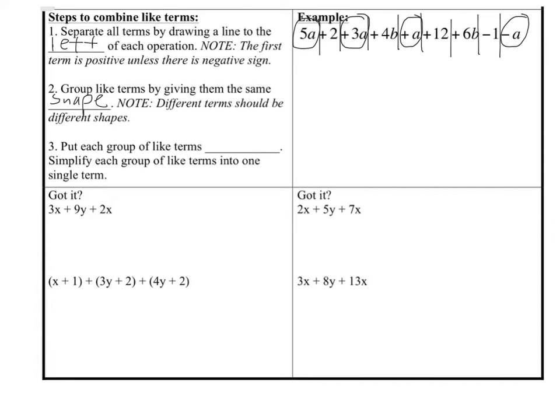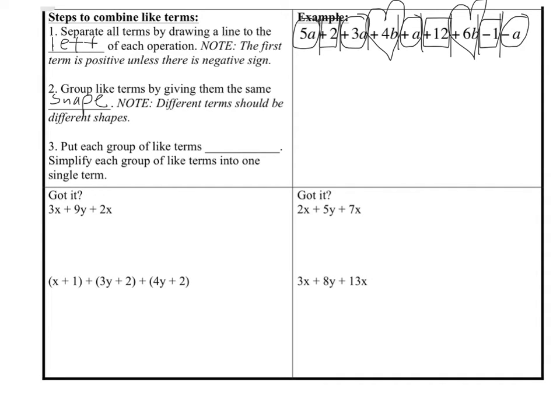All right, so I'm going to go back, and now I have positive 2 as my next term. That's actually a constant because it's without a variable. I'm going to give that a square. Any other constants without a variable, I'm going to give a square. So I also have positive 12 and negative 1. All right, last I have a term with the variable b. I'm going to give that a heart, so positive 4b, positive 6b, and that's all we have.